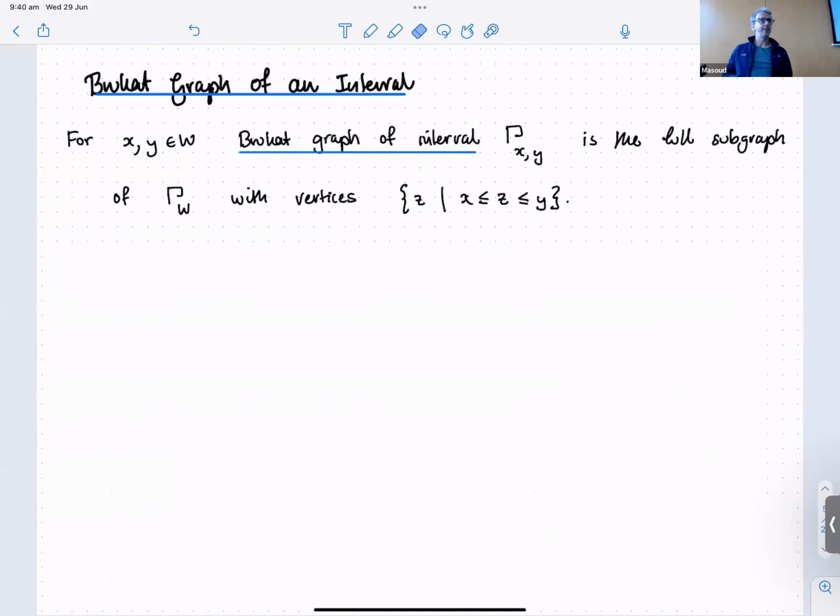Okay, so Bruhat graph of an interval. If I take x and y, I can consider the interval of elements between x and y. This is all the elements that I can get to on a voyage from y down to x in my Bruhat graph. So this is just a full subgraph with these vertices.